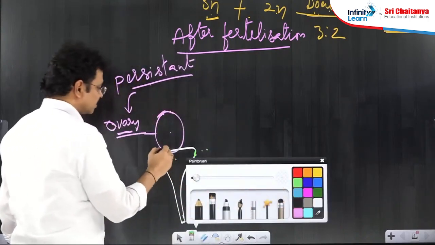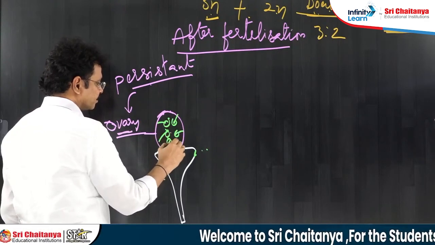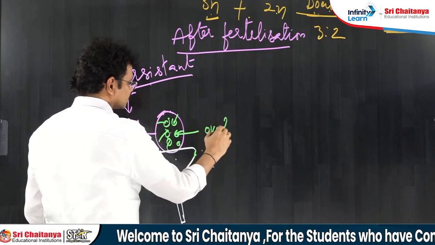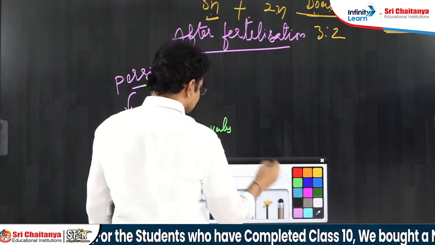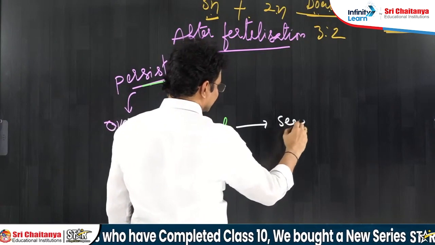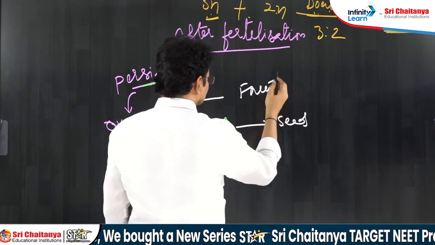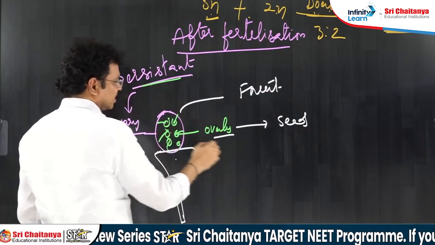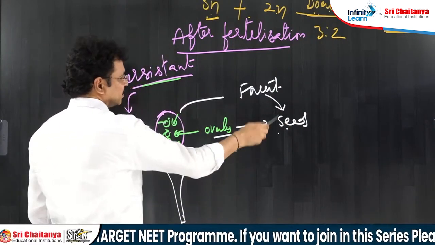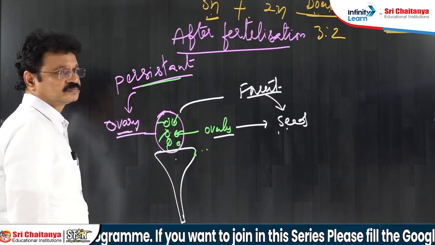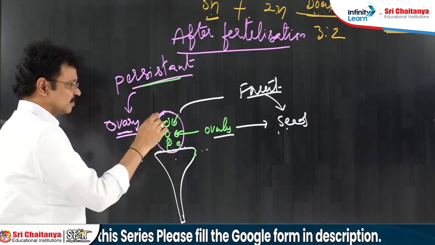Now, what structures are found inside the ovary? Ovules. Ovules are also persistent. As a result of fertilization, ovules become seeds and the ovary becomes fruit. Due to the presence of ovules in the ovary, seeds are found inside the fruit. These are some of the post fertilization changes in a flower.